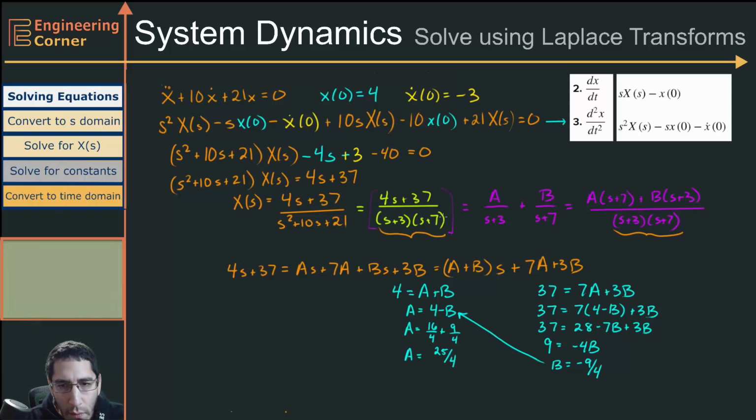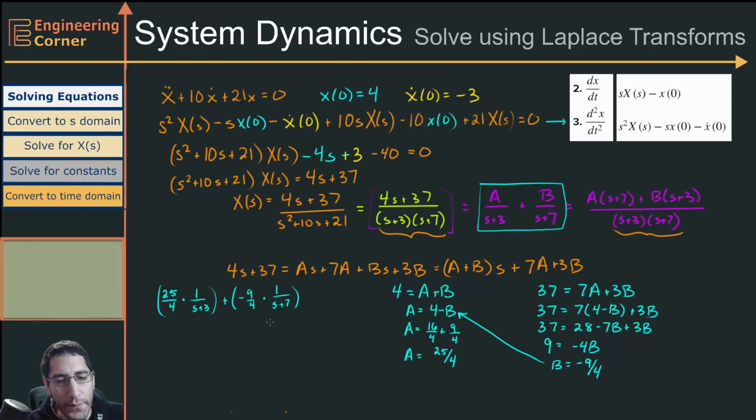So now what I'm going to do is take this equation right here, and say, all right, so a is 25 over 4 times 1 over s plus 3. And then b is minus 9 over 4. Let's do it like this. Plus minus 9 over 4 times 1 over s plus 7. And this is X of s.